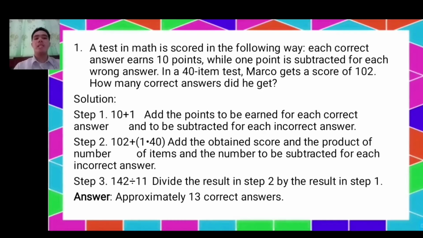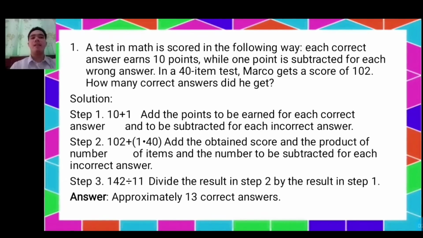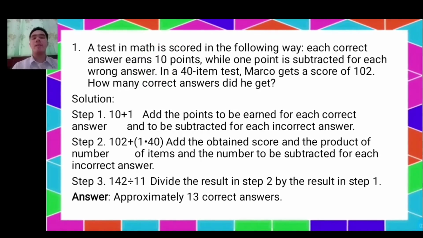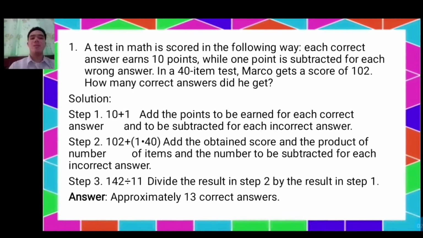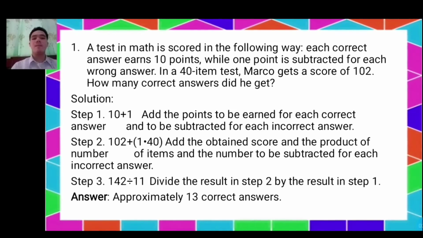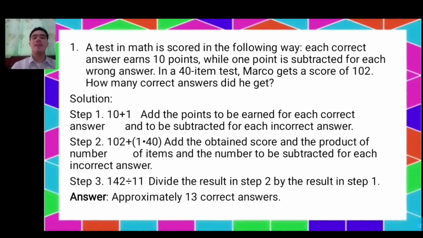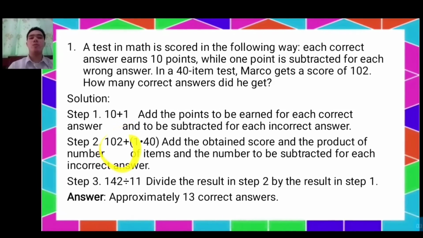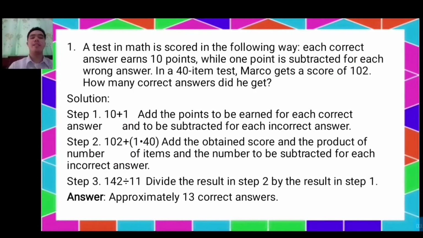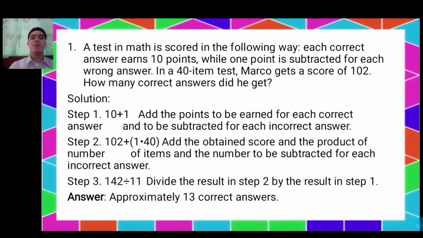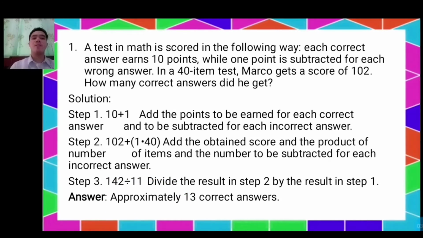So as you can see, if Marco got 13 correct answers, that is 13 times 10, so 130, minus how many wrong answers he has. So there are 27 wrong answers. So 130 minus 27, that is 103. So it is close to 102. Okay? Because Marco got a score of 102. So we can say that approximately means we estimate Marco's correct answers.